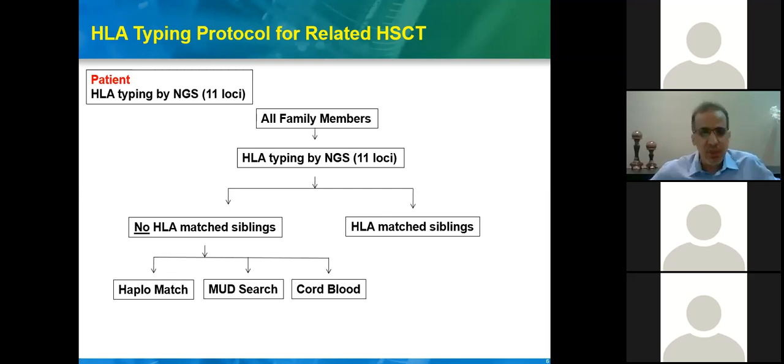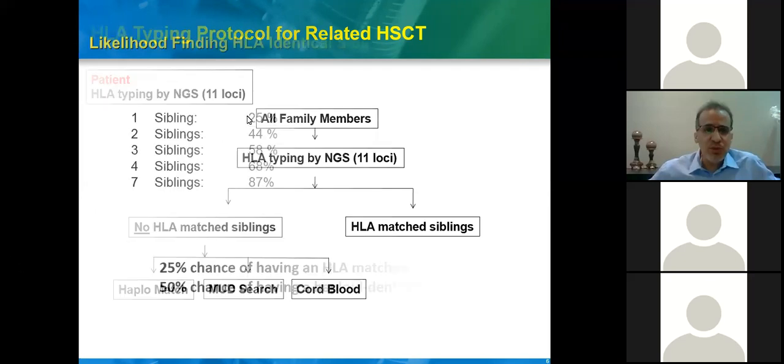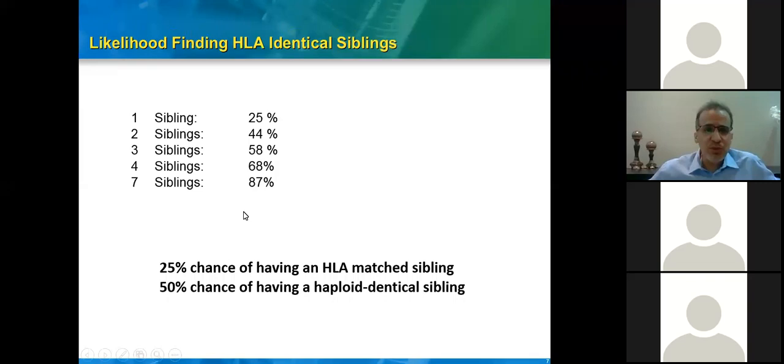The probability of finding a match among siblings actually increases as the number of siblings in the family increases. And each time we have a 25% chance of having an HLA matched sibling and a 50% chance of having a haplo matched sibling.